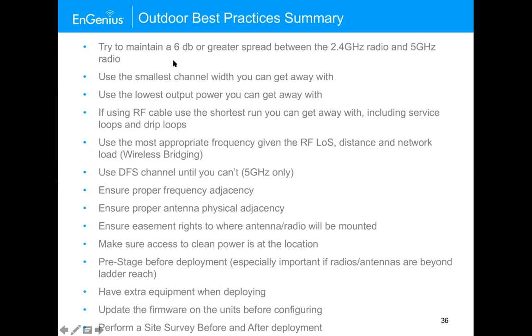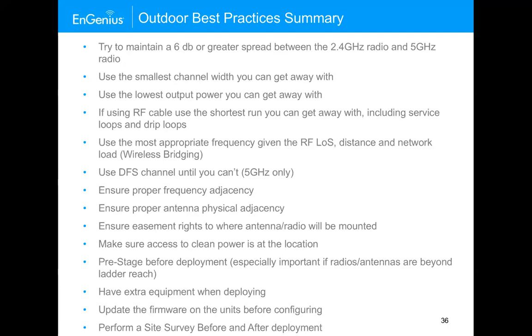Same thing for outdoor. You want to maintain a 6 dB spread between 2.4 and 5 as much as possible. The greater the spread, maybe a little bit better, depending. Use the smallest channel width you could get away with in outdoors. Use the lowest output power you could get away with. When using RF cables, use the shortest run that you could get away with, including the service loops and drip loops. Also, use the most appropriate frequency for bridging, given the line of sight requirements, distance and load of the network. That's for the bridging.